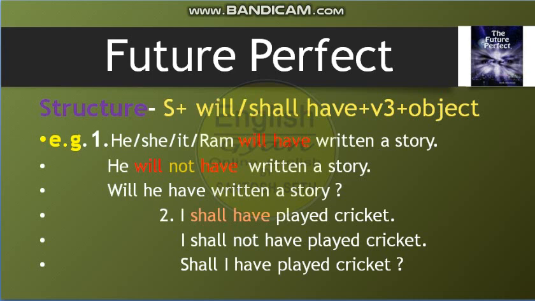He, she, Rama will not have written a story. Don't say he will have not. It is will not have. Will he have written a story? Similarly, I shall have played cricket. I shall not have played cricket. Shall I have played cricket? So this is future perfect tense: subject plus will or shall plus have plus third form of the verb and object.